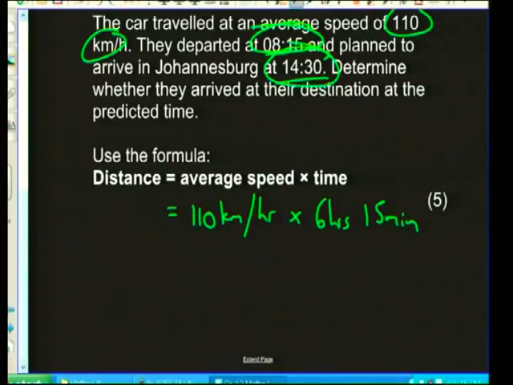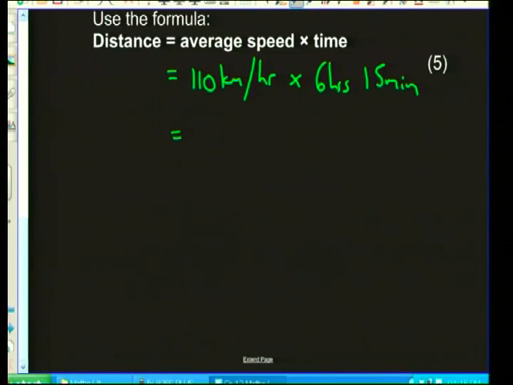So many students are going to say, oh, that is so easy. Check what we're going to do. We are going to say equals 110 kilometers per hour multiplied by 6,15 hours. And they're going to sit back, smile, relax, and say, we did it. And you know what? The marker's going to sit back, relax, and weep and say they didn't do it. Okay? They fell for the trick. Because 15 minutes is not 0.15 of an hour.